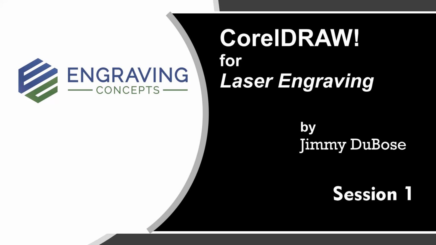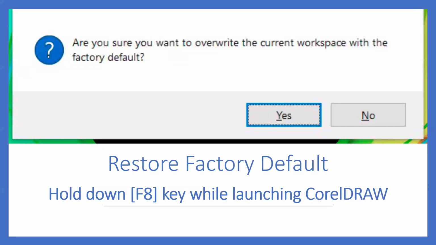To start with, let's talk about CorelDRAW's defaults. Let's say that you have several operators that run your CorelDRAW, and for some reason, some of the features that you normally use have been changed. Or let's say you go to print and something unexpected happens and you can't find what setting has changed. If you hold down the F8 key while you launch CorelDRAW, it'll pop up with this window that says, do you want to overwrite the current workspace with factory default? And if you answer yes, then of course it will go back to the factory default settings. Many times this will actually fix whatever problem you happen to be having.